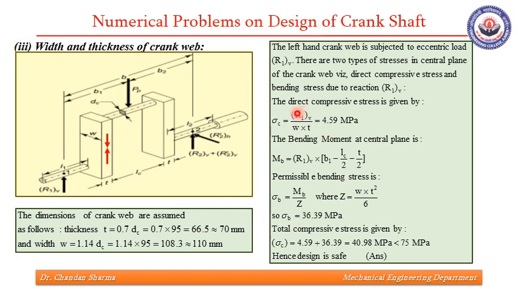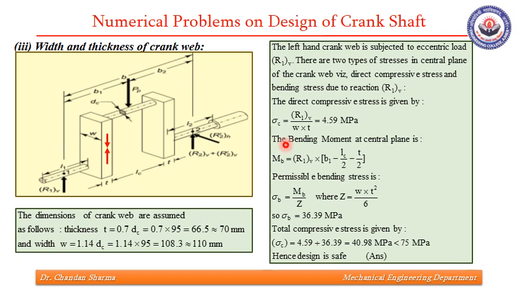The direct compressive stress is given by the load R1V over area, which is width and thickness of the crank web. Since we already found width and thickness, we can obtain the value of sigma C as 4.59 megapascal.